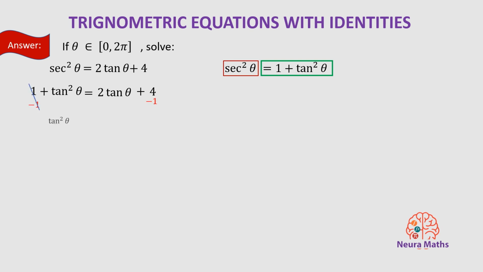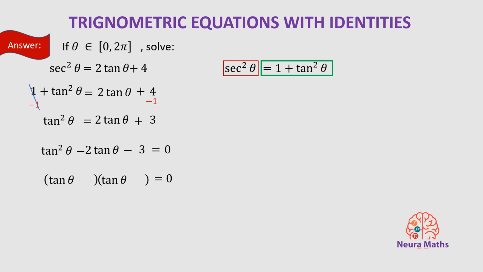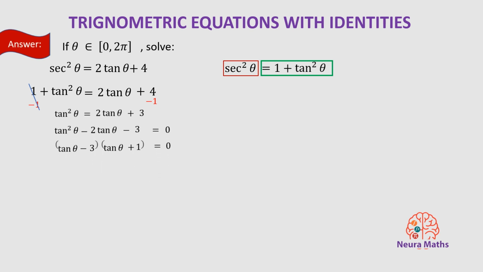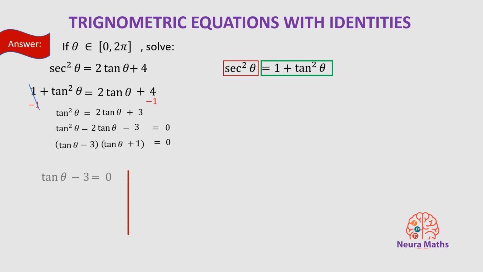Subtracting 1 from both sides gives us that. Setting it equal to 0 by subtracting 2 tan theta and 3 gives us that. Factoring this quadratic gives us tan theta minus 3 times tan theta plus 1. Setting each factor equal to 0, we get tan theta is equal to 3 or tan theta is equal to -1. These are the values of the trig function. But this is not enough, we need to find the values of angle theta.